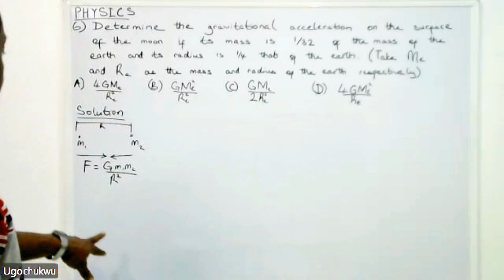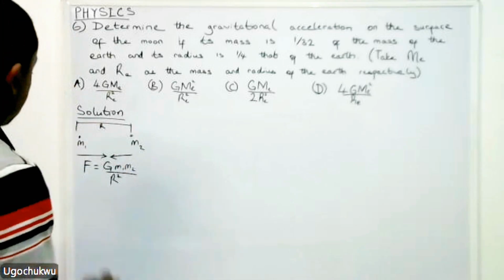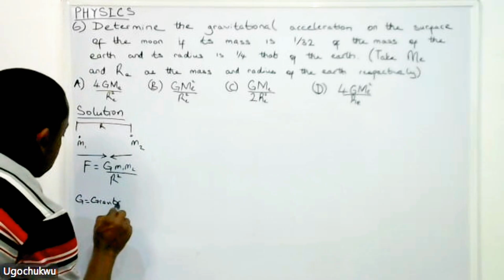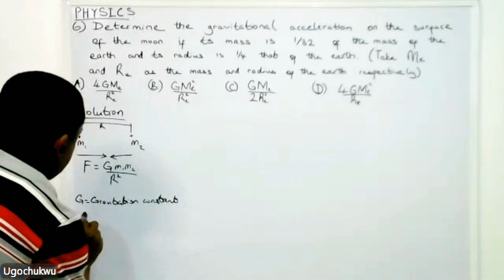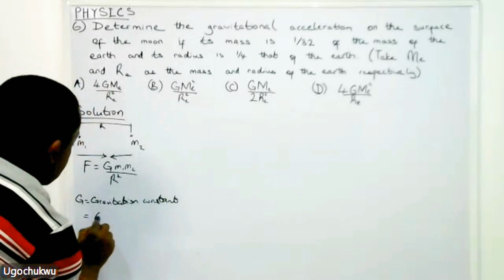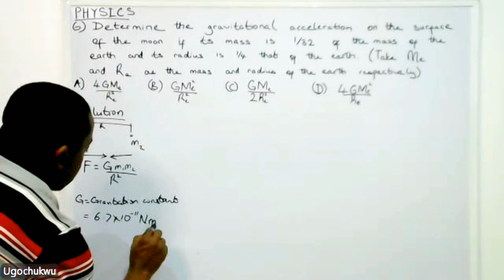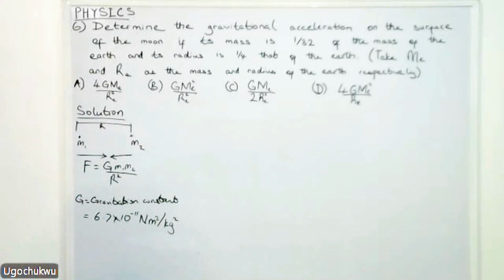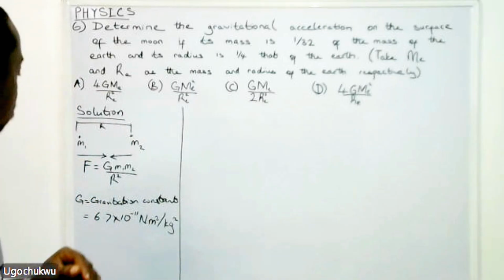Now, in this formula, the masses are in kilograms and the distance is in meters. And this G, the gravitation constant, has been found from experiments to be 6.7 times 10 raised to the power minus 11 Newton meter squared per kilogram squared. All right, so we have G, the gravitational constant.